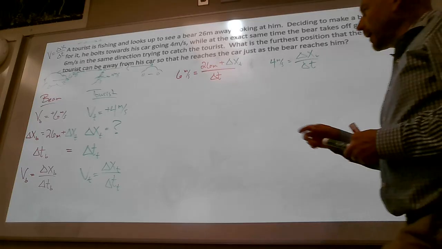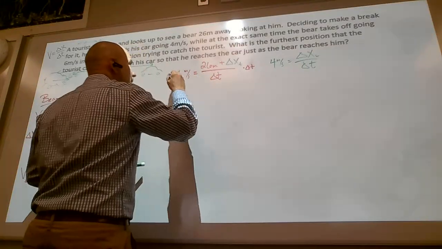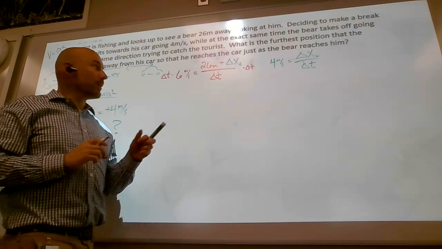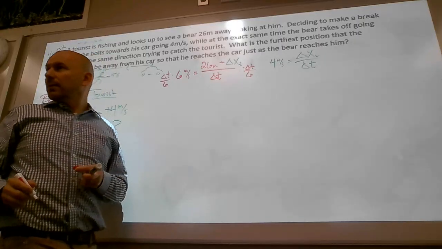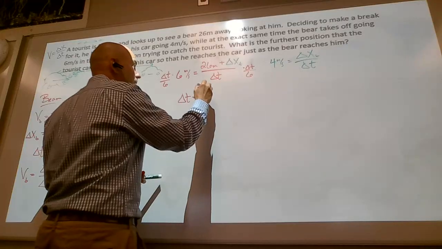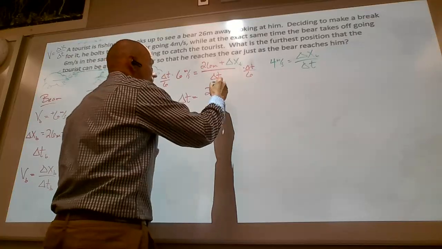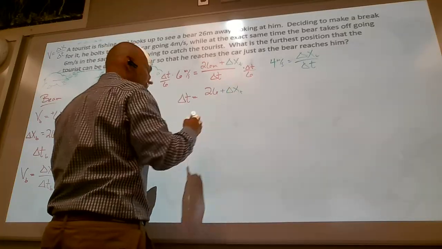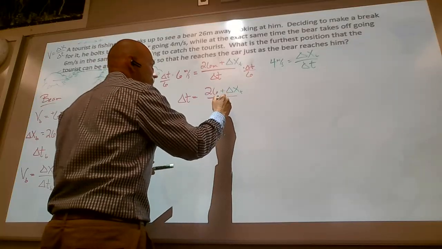Okay. So I'm going to bring time over. So I'm going to multiply delta t on both sides. And I'm going to get time by itself. So I'm going to divide by 6. Okay. So I end up with delta t is equal to 26 plus delta displacement of tourist over 6.